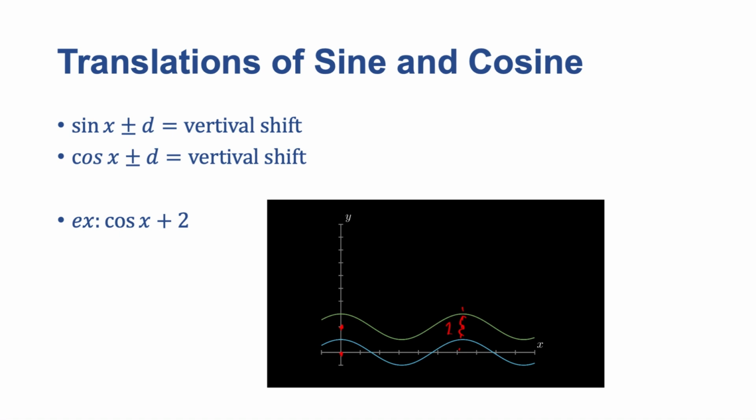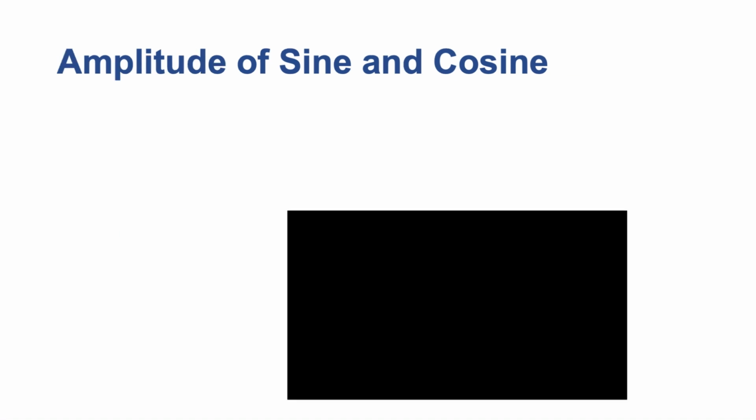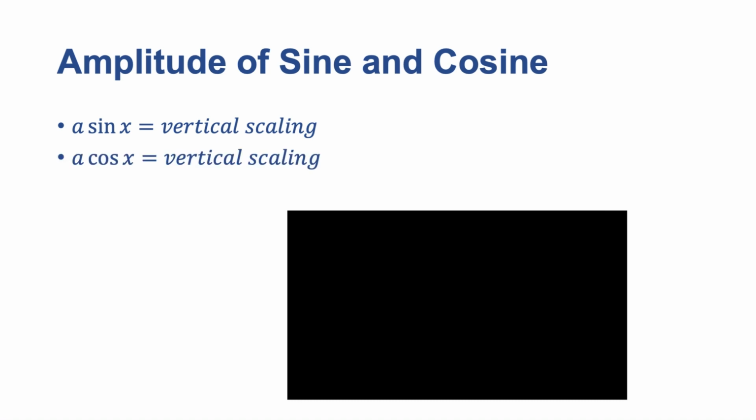Now let's talk about something else that's pretty important called amplitude. So amplitude is really the vertical scaling of our sine wave. So if I have a times sine of x, a will dictate how much we are scaling our function vertically. And same with cosine. If I take a cosine x, that's going to be vertical scaling as well. And our amplitude is going to be the absolute value of a. It's going to determine how high we are going on our wave.